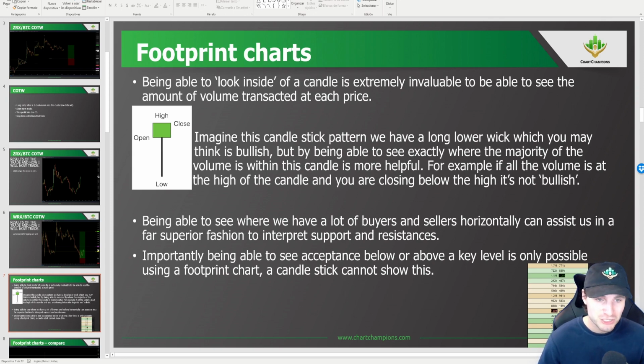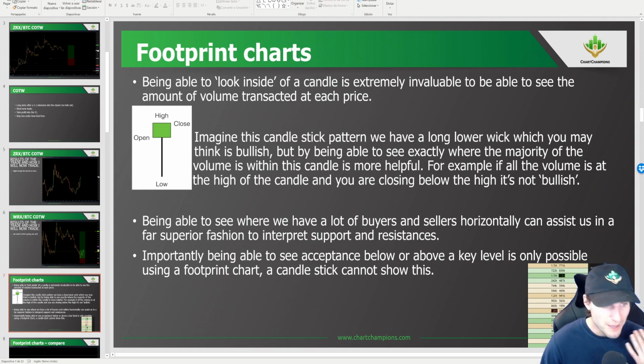This is extremely invaluable, to be able to see the amount of transactions that actually occurred at each price. There's a lot of information you can get from footprint charts, and today I'm going to be focusing specifically on the volume that you can see inside them. This is your standard candlestick, where you have the OHLC, the open, high, low and close of a candle. Imagine this candlestick. Actually, before I say that, just in case you get confused, this is what a footprint chart looks like. This is what your candlestick is, and this is what your footprint chart is, as we'll get to in a second.